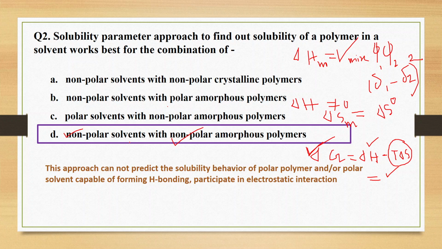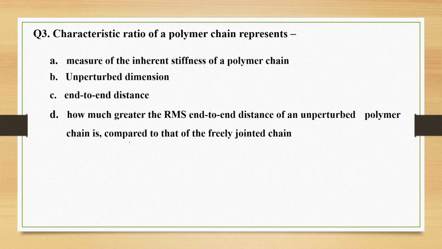Okay. So let us move to the next one. This is the third question. The characteristic ratio of a polymer chain represents what? Of these four options, what is represented by the characteristic ratio of a polymer chain?